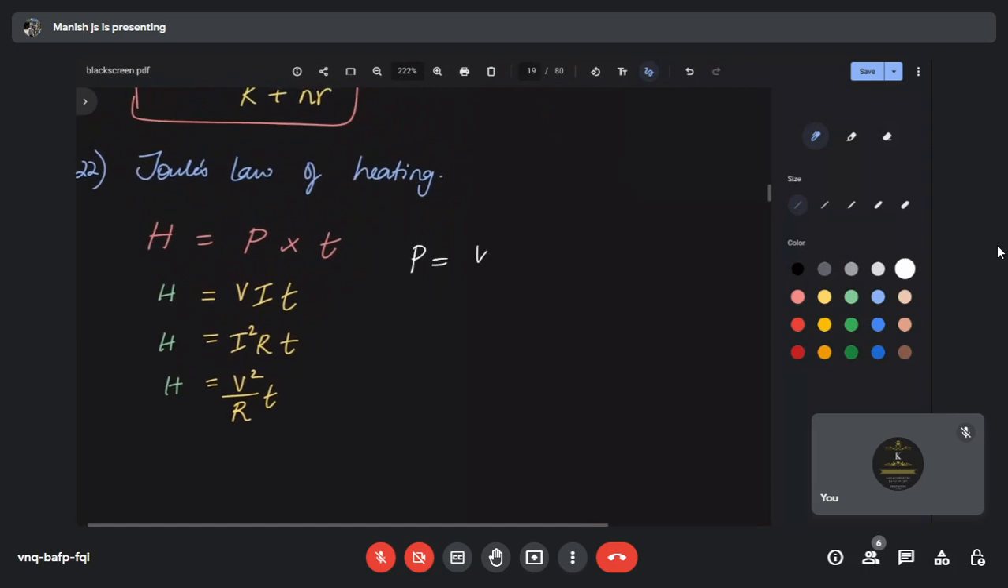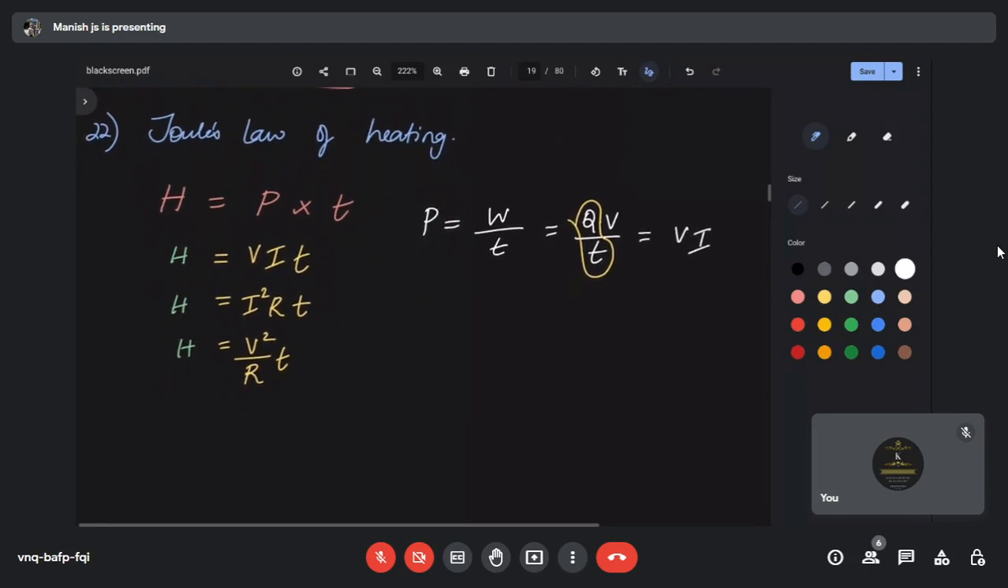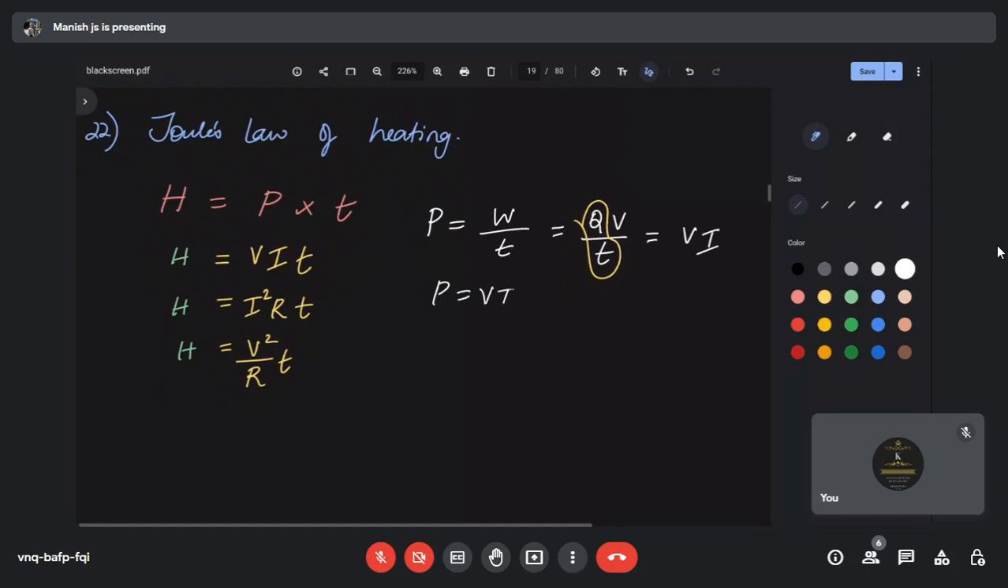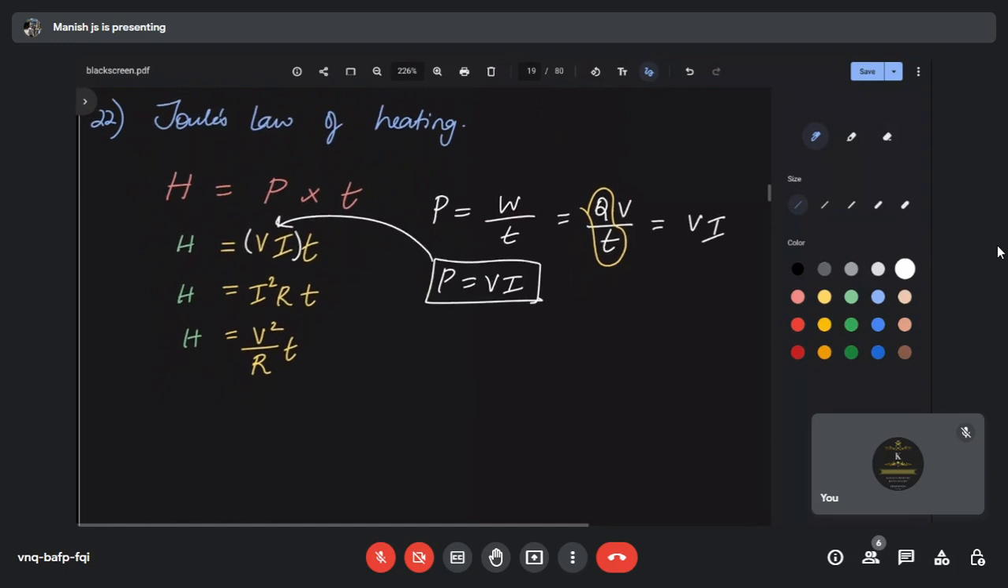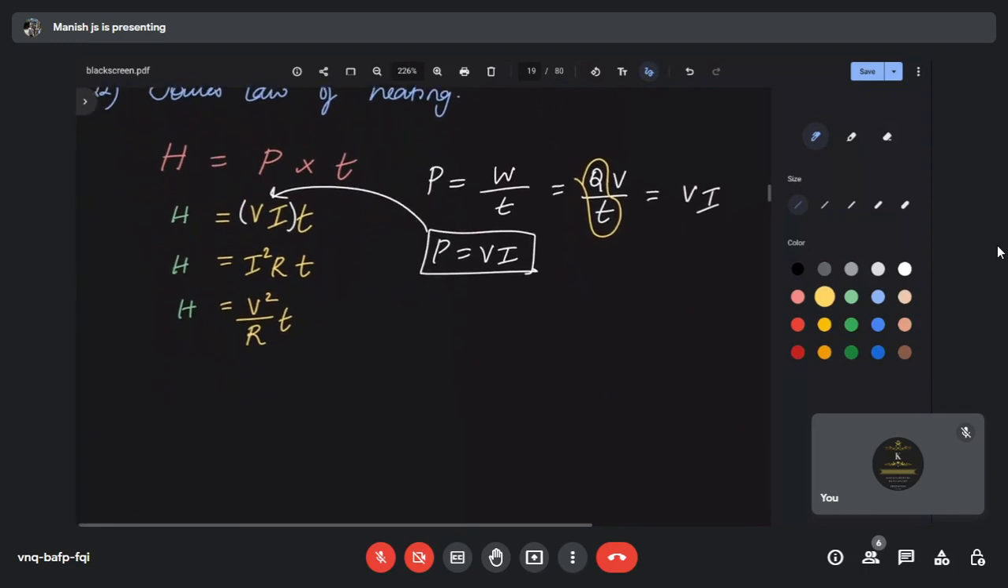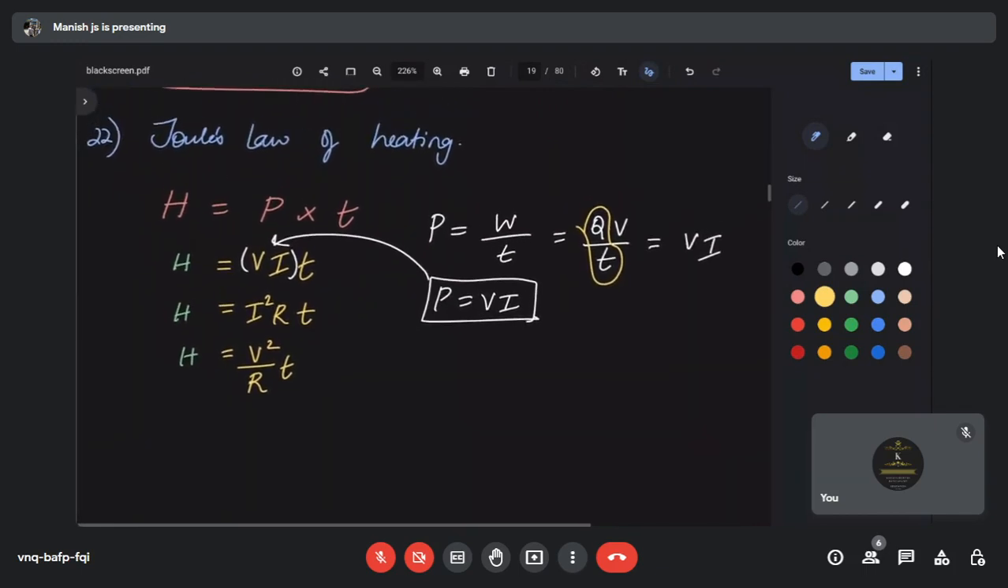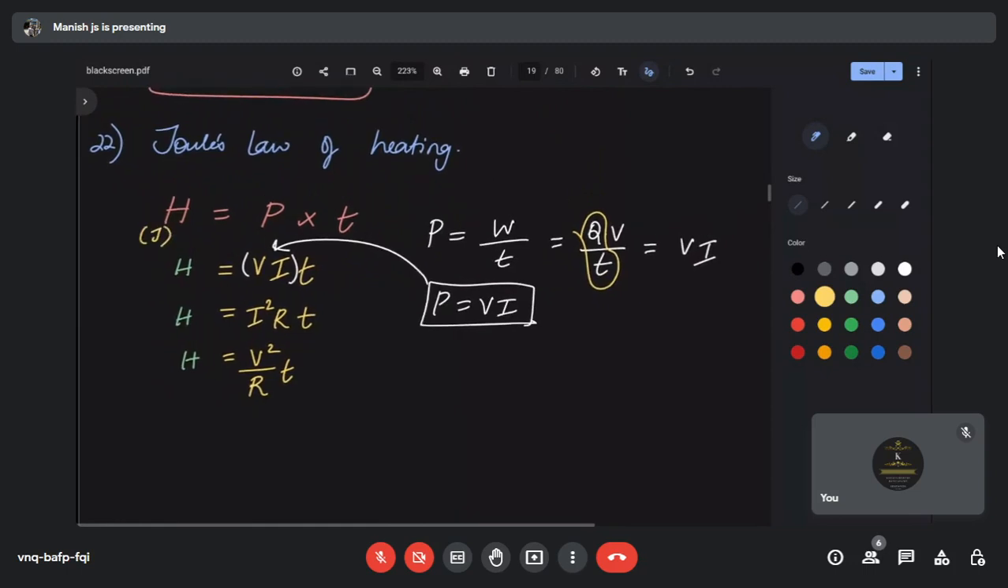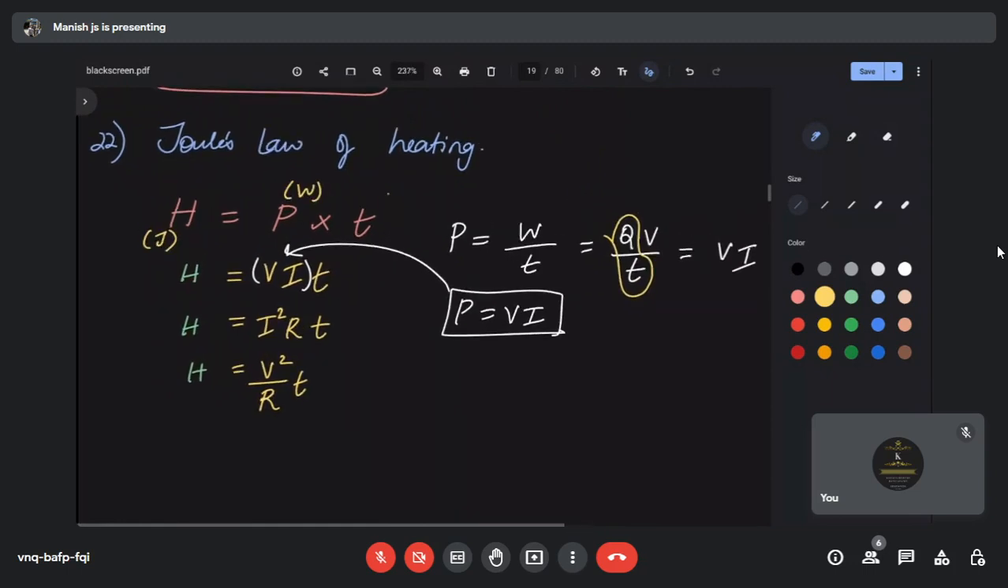Okay, so power can be expressed as the rate of doing work, work done upon time. You know that work done can be expressed as charge into potential difference, isn't it? So charge by time can be expressed as current. So you can write it as V into I, and that's how we got the relationship. All right. So P is equal to VI. That's what you go and substitute here. And then you substitute for Ohm's law, you get the other relationships. That's quite understandable. So this is Joule's law of heating, and obviously heat is in joules, power is in watts, and time is in seconds.